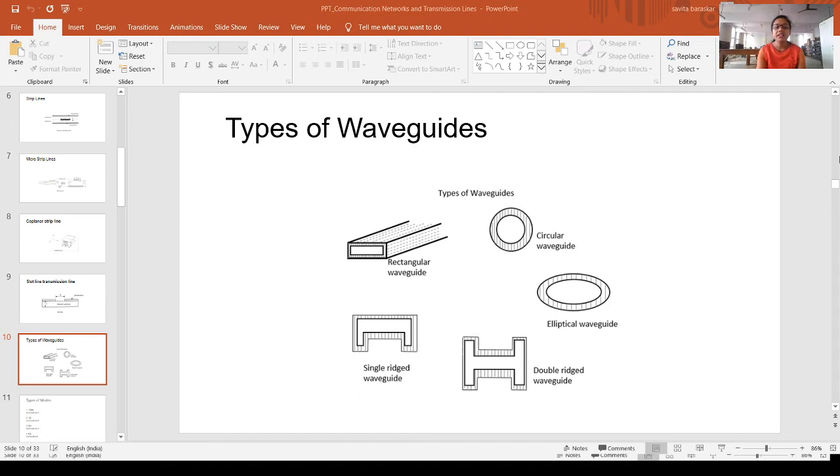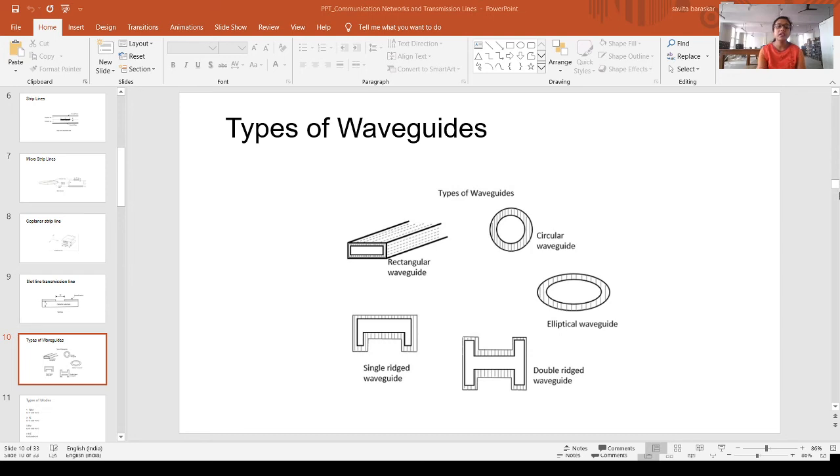Here we can see in the PPT that there are various types of waveguides. The first is the rectangular waveguide, second is the circular waveguide, next is the elliptical waveguide, and next are the single ridged waveguide and the double ridged waveguide.